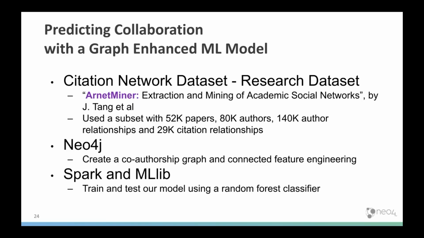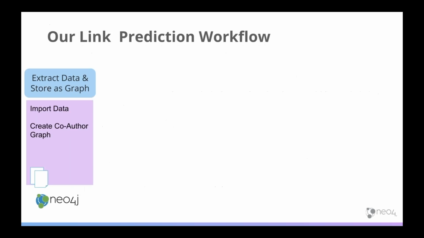We use Neo4j to create our co-authorship graph and look at the connected features. We use Spark and MLlib to train and test our models using a random forest classifier, which we'll dive into as well. So first, our link prediction workflow: we start, of course, with getting the data together, aggregating the data and storing it as a graph. And we did that in Neo4j.